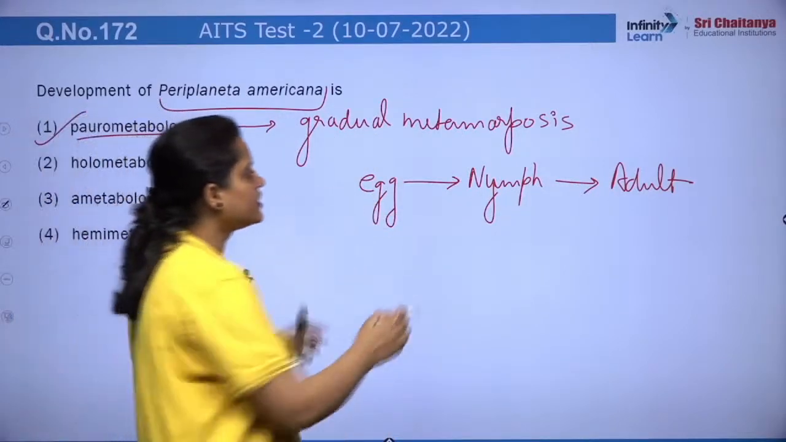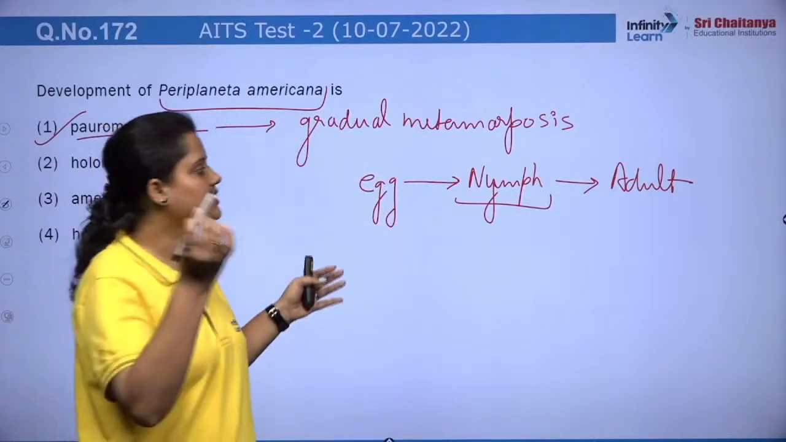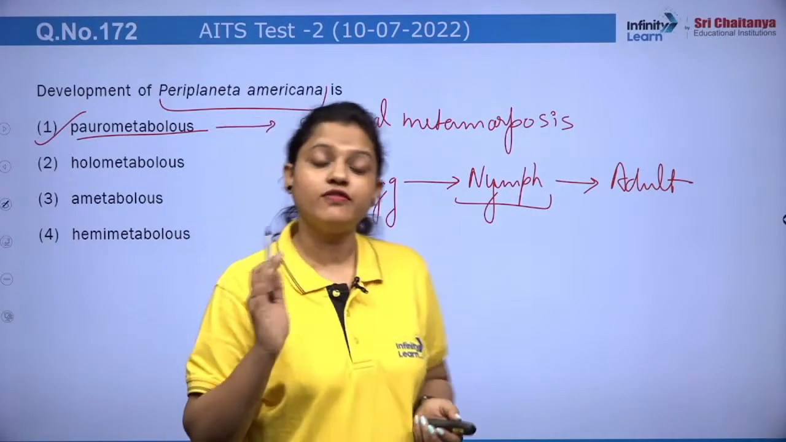Now the nymph is a miniature of the adult. It is similar to the adult, but the size is small. Color is light, and there are no wings in the nymph.